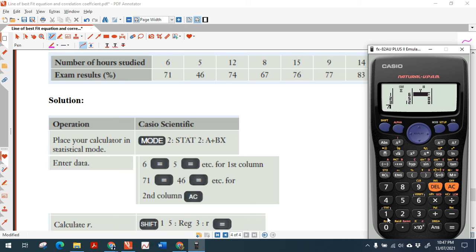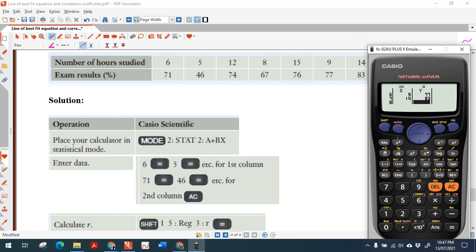I'll put in the second row. So I've got 71 equals, 46 equals, 74 equals, 67 equals, 76 equals, 77 equals, then 83 equals. Okay, so I've done all that. So I've done the first part, I've done the second part.